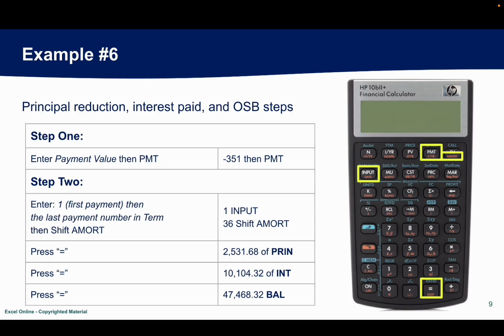Now to outline the second step, the first part is pressing 1, then input. We are entering the details of the period we want to cover into the calculator. So we must start with the first payment. Then we press 36, then Shift, and then amort. 36 is the point in time where we want the OSB. Next, press the equal button once. The screen will display PRIN, and this stands for principal.